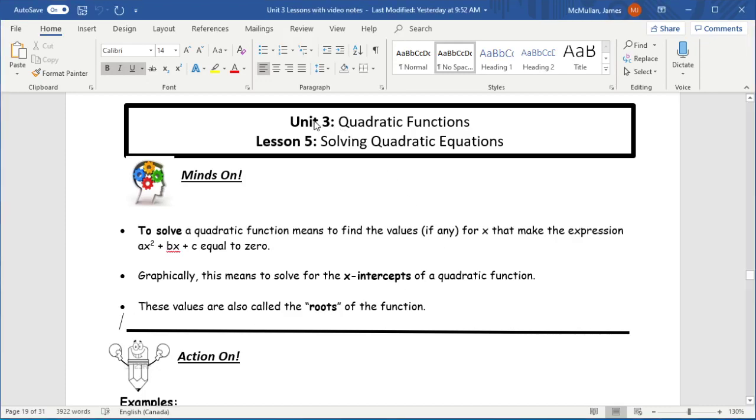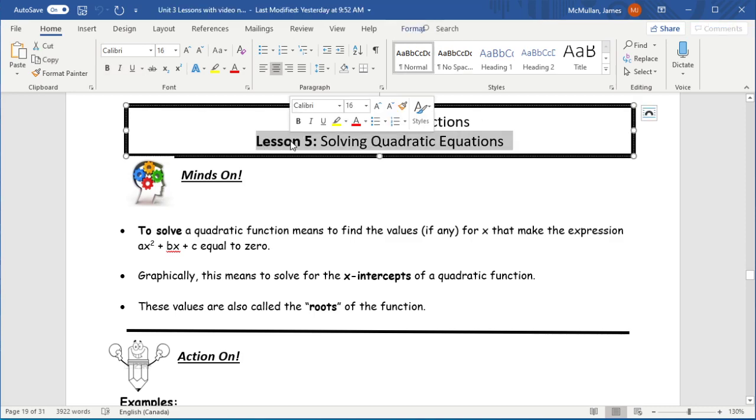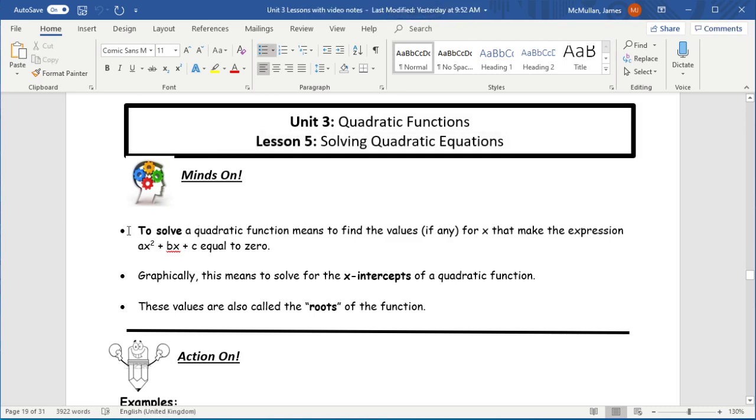Today we are continuing on with Unit 3 on quadratic functions. We're looking at Lesson 5 where we are solving equations. So it says to solve an equation means to find the values of x that make the expression equal to 0. Solving an equation means finding the value of x that makes the equation true.